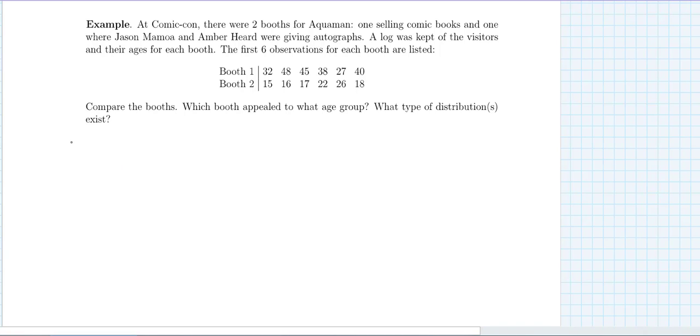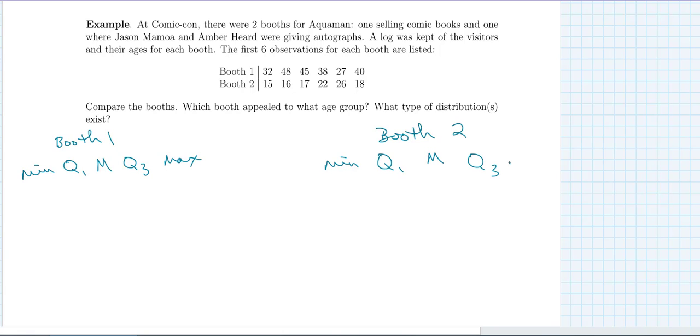Alright, so the first thing we have to do is find this 5-number summary. So we'll look at booth 1, we'll find the minimum, the Q1, the median, the Q3, and the maximum, and then we'll do it also for booth 2. Find the minimum, Q1, median, Q3, and the maximum. The median and the maximum are easy, but only when your data is in order.